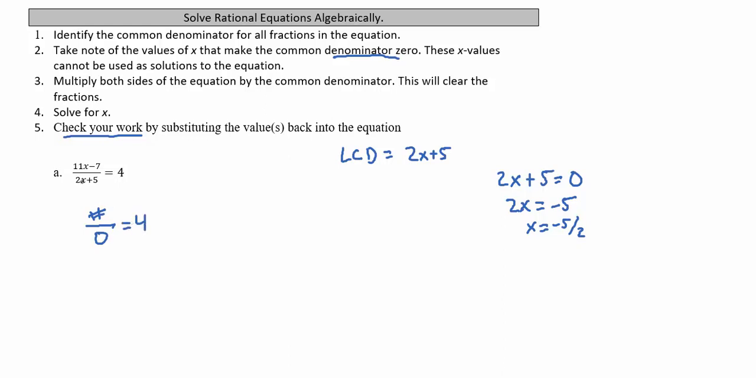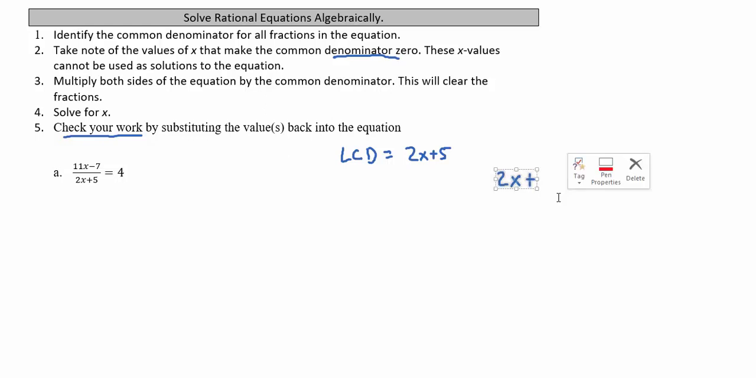The idea is, since that x value makes the denominator 0, this cannot be a true statement, because division by 0 is undefined. And if it's undefined, how can we say it's equal to 4? So you can either set your least common denominator equal to 0 at the beginning of the problem and be aware of such values that make the denominator 0 and know they are not possible solutions to the problem. So now I know x equals negative 5 halves is not a solution. Or you can just wait to check your work at the end, and if you end up getting a 0 in the denominator, it won't be a solution.